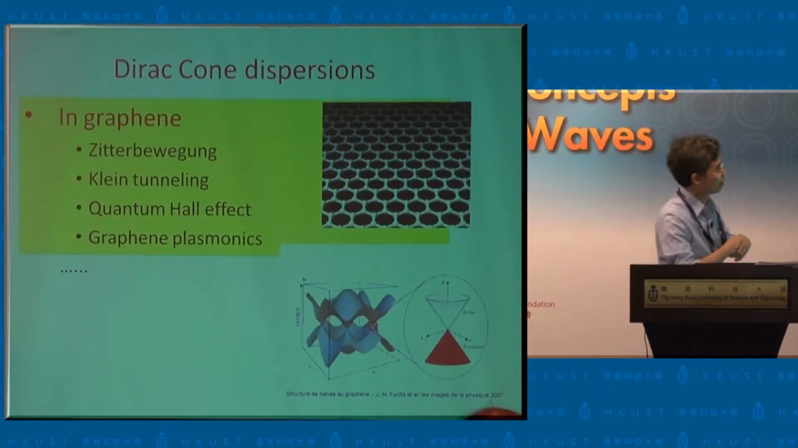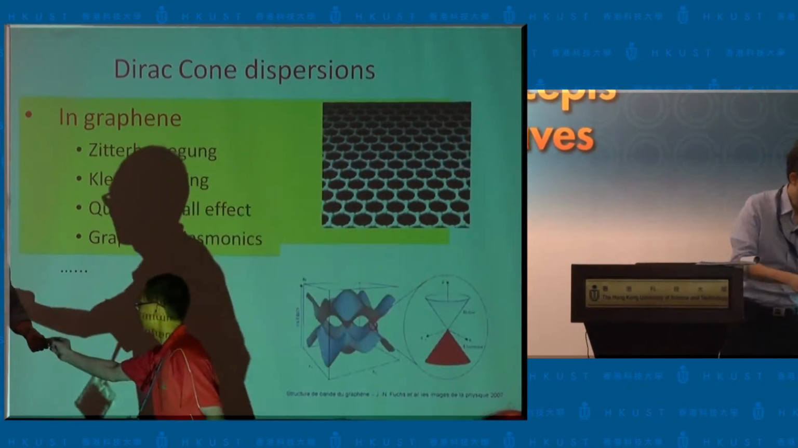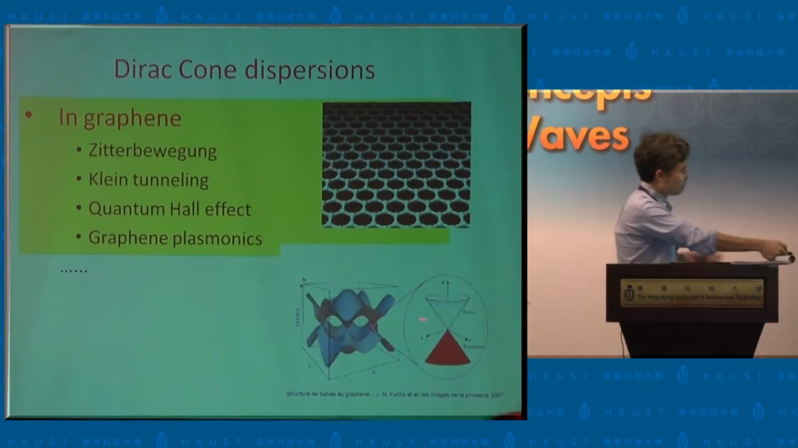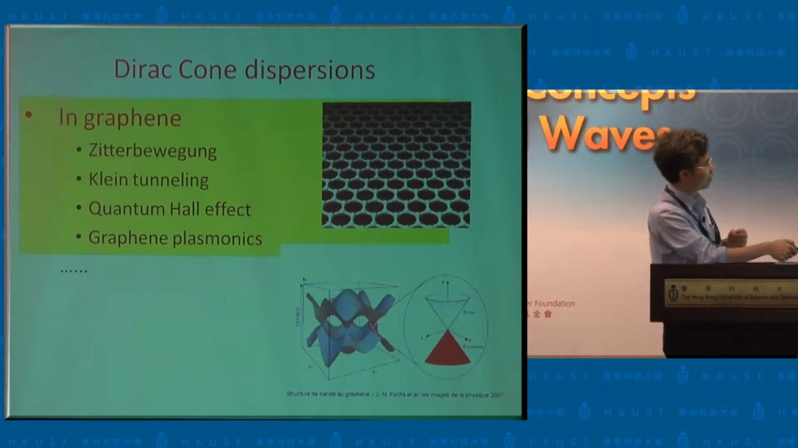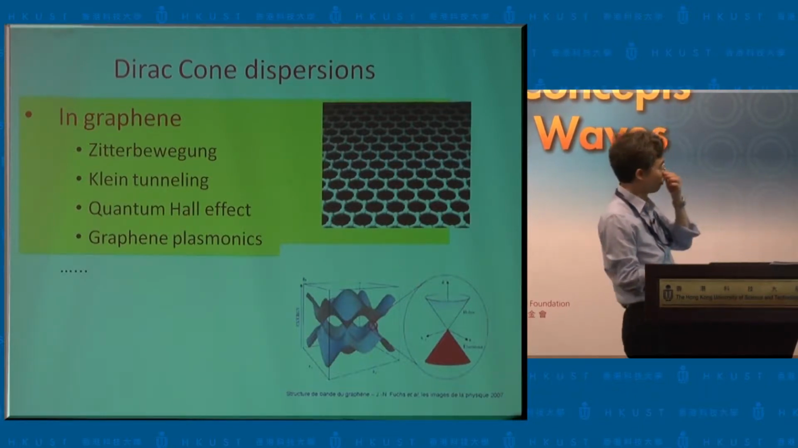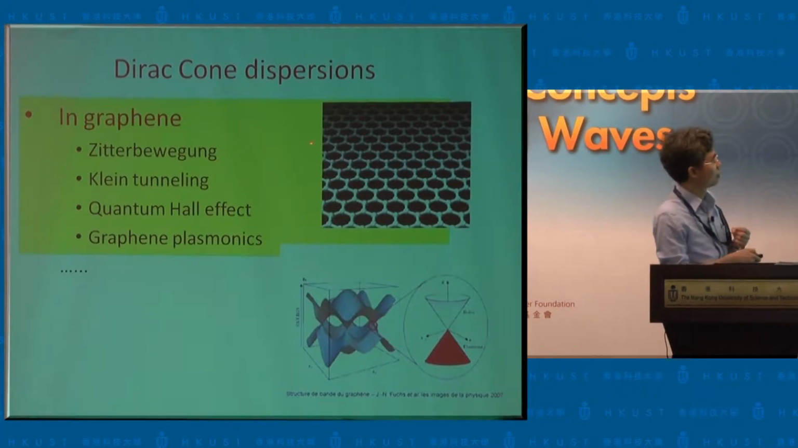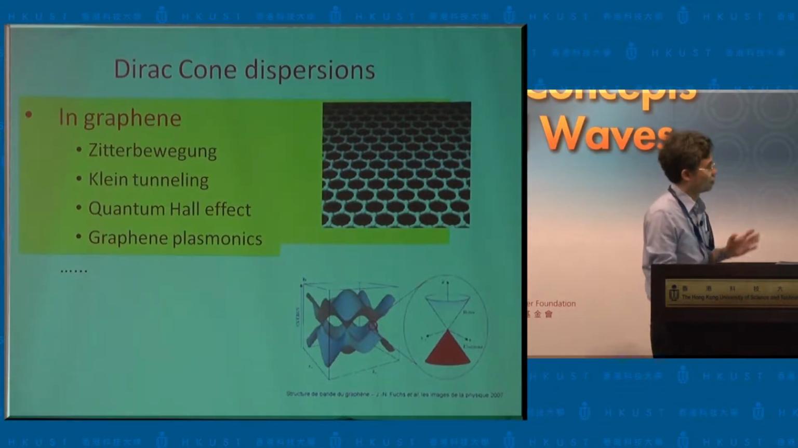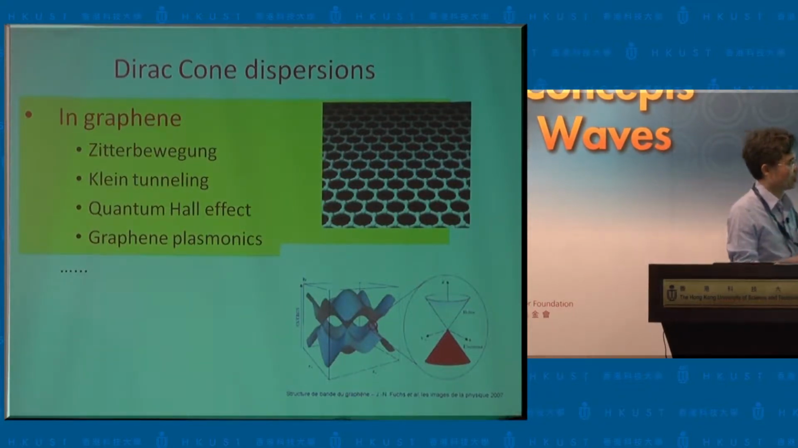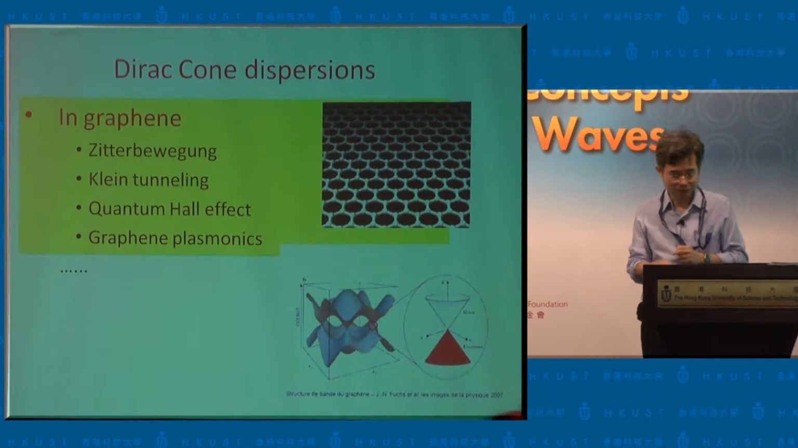Now, most of us probably are aware that the so-called Dirac cone dispersion can be found in graphene, which is one single layer of graphite. And with this very peculiar dispersion, you can get a lot of very interesting physics. For example, jittering motion (Zitterbewegung), Klein tunneling, quantum Hall effects. Of course, graphene can be used as a platform for plasmons.